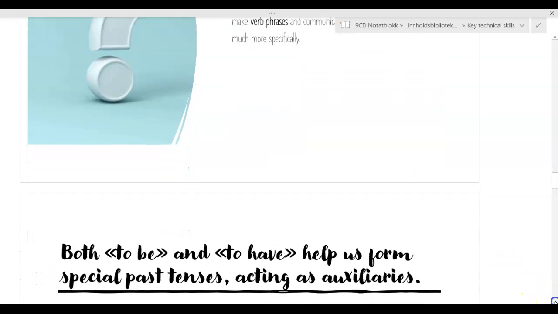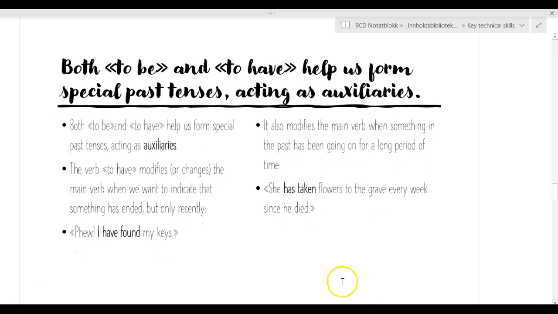Okay, let's go. Both to be and to have help us form special past tenses, acting as auxiliaries. These are the forms that help us, right? So the verb to have modifies or changes the main verb when we want to indicate that something has ended, but only recently. Okay, so phew, I found my keys. It also modifies, changes the main verb when something in the past has been going on for a long period of time. Like, she has taken flowers to the grave every week since he died.